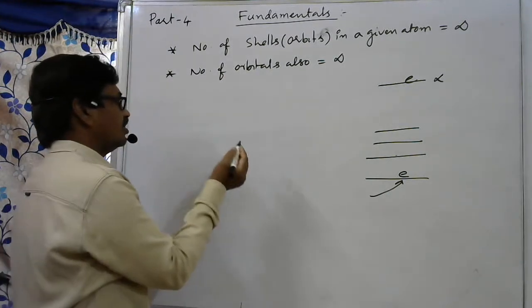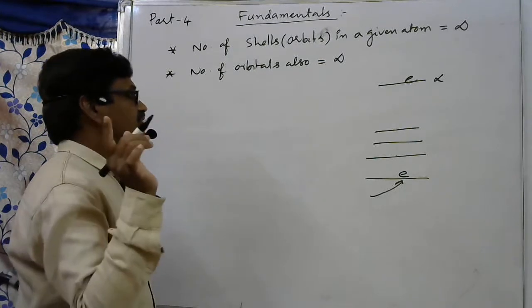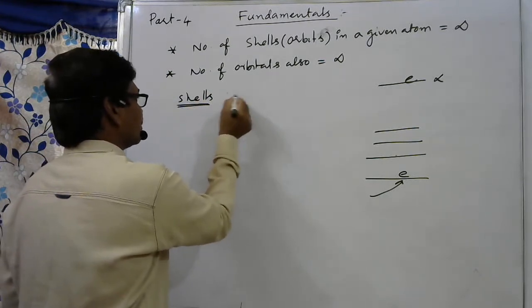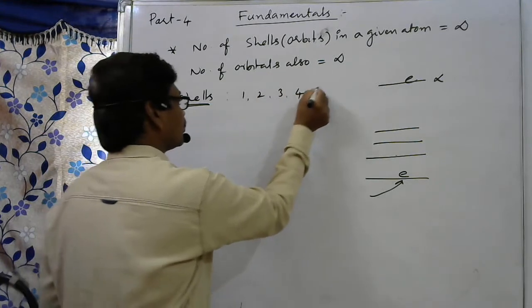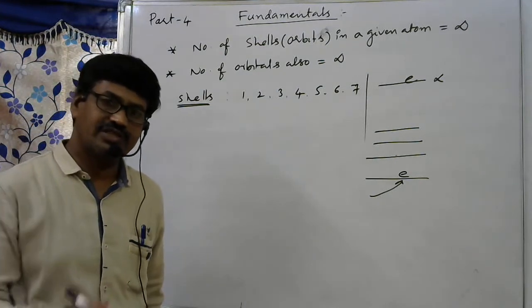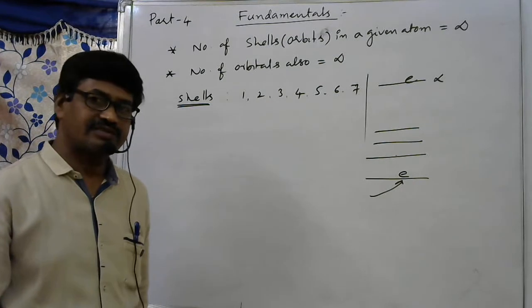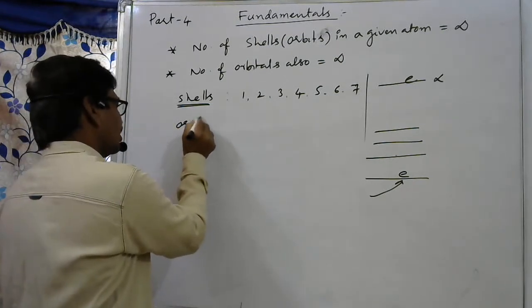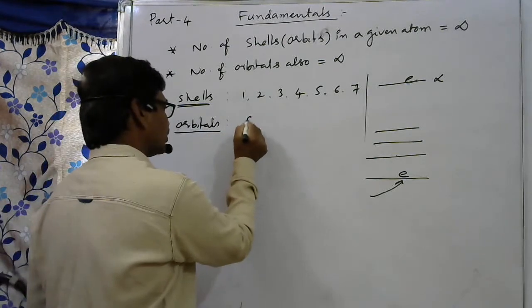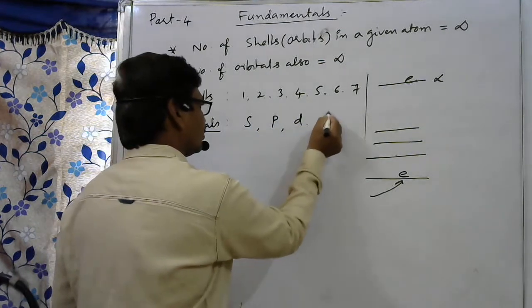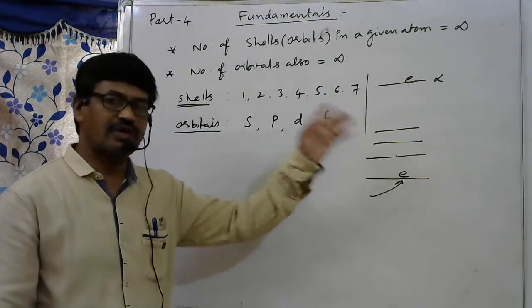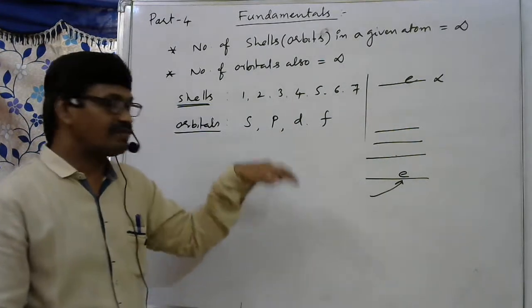So, as per the elements in the periodic table, the number of shells or orbits required is 1, 2, 3, 4, 5, 6, 7. Seven shells are enough for writing electron configuration. Because of that reason only, in our periodic table there are 7 periods. And how many orbitals are enough for writing electron configuration for the elements? You know s orbital, then p orbital, d orbital, f orbital, g orbital, h orbital. However many shell number there is, that many orbitals are present in that particular shell.